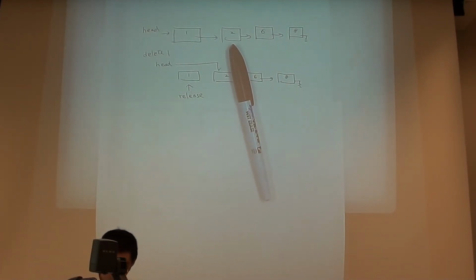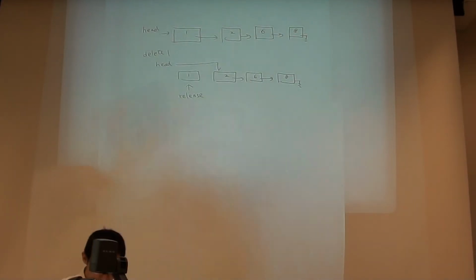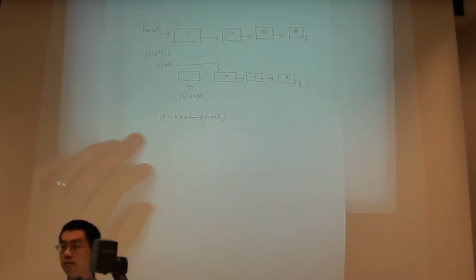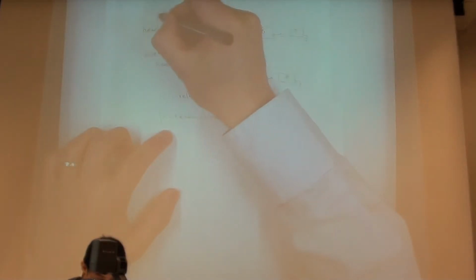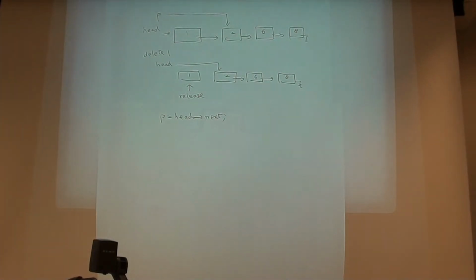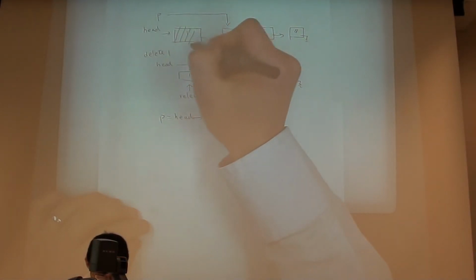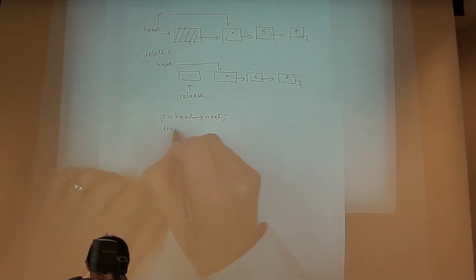Look at this line. P equals head next. That means P is another pointer, and P points here. Then you release this node, so you get rid of this node. Then you say free head. Then you say return P.